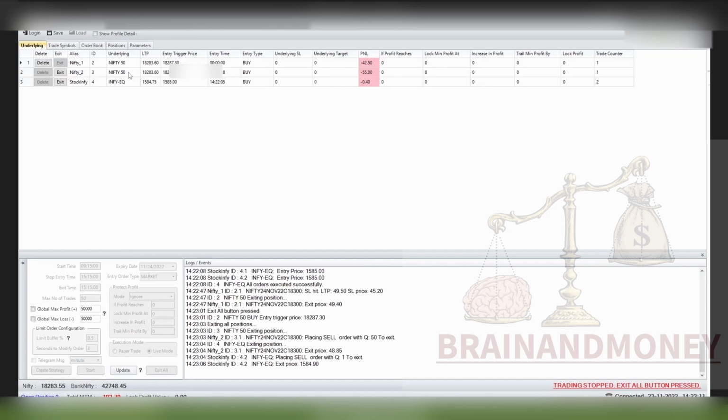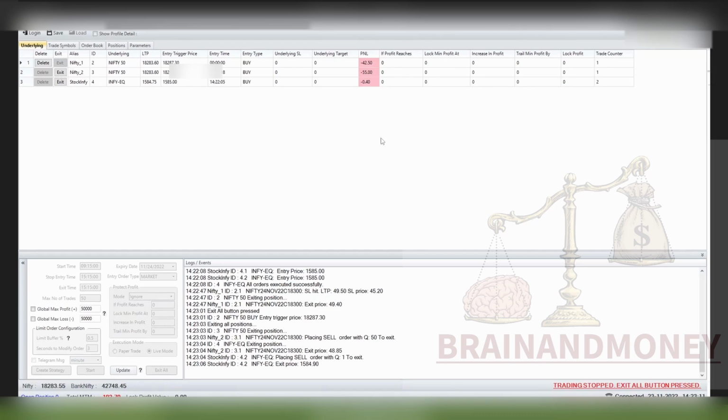It will show the live PNL in this column. Whatever the stop loss or target is there on the underlying, it will show in these two columns. It will show the entry type and entry trigger price as well, at what time the entry was taken, and it will show the trade counter as well, and it will show the lock and trail profit parameters over here, right? So this is the underlying tab.